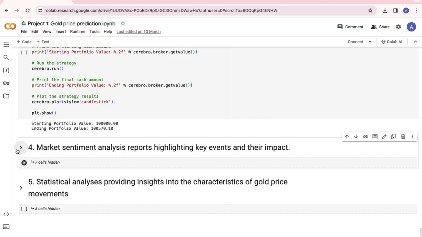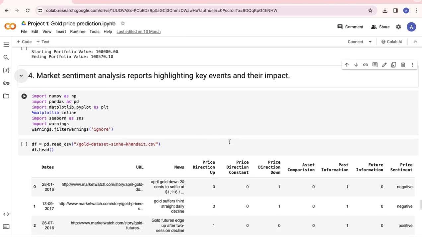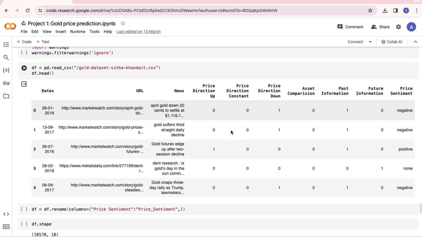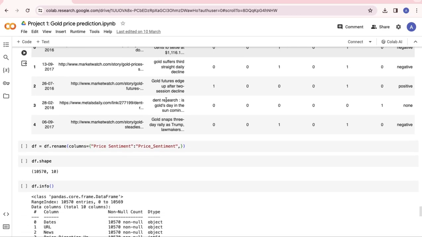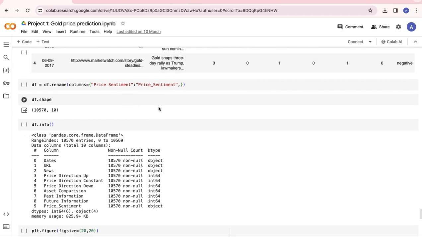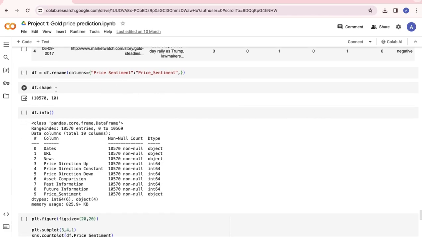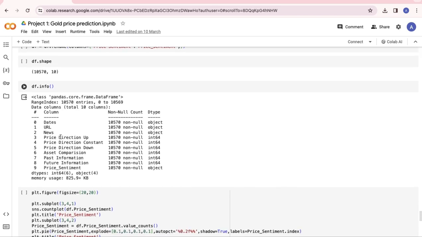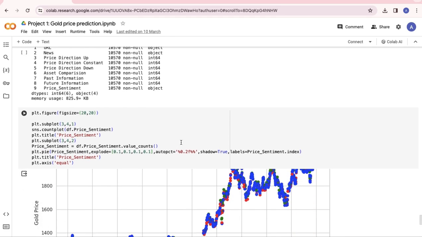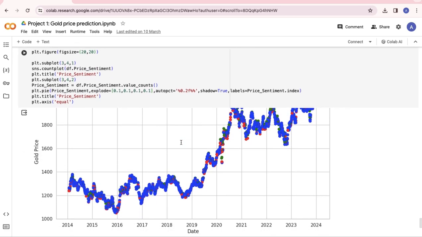The code for that is as follows. I import all the necessary libraries and I use a new dataset for this which has price sentiment already labeled for all the data present. Then I load the data and I make a few changes in the columns. I also investigate the data using shape, info, etc. and check for any null values. Then I plot that data as follows.